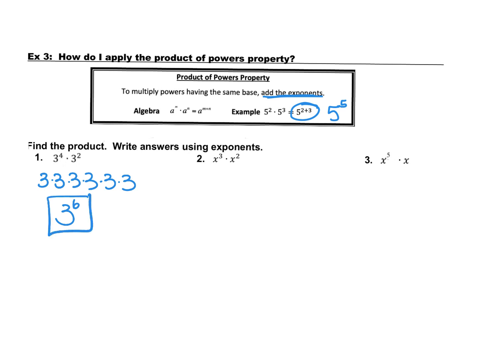Now, if we were to apply the property, we would simply take 3 to the 4th, and I take my 4 and my 2, and I'm going to add those together, and that's where we got this 3 to the 6th power.